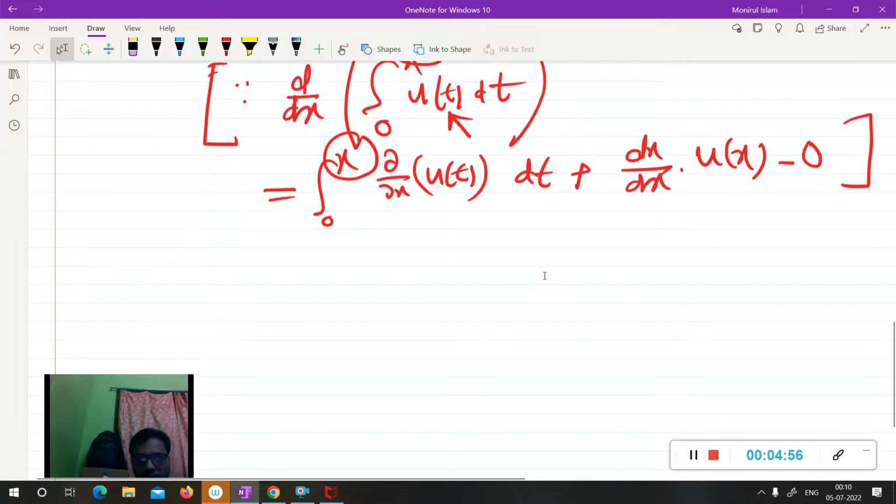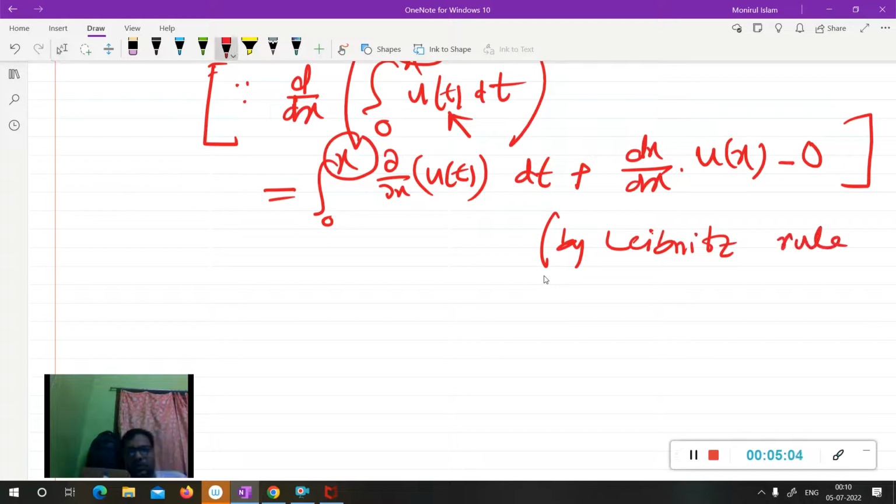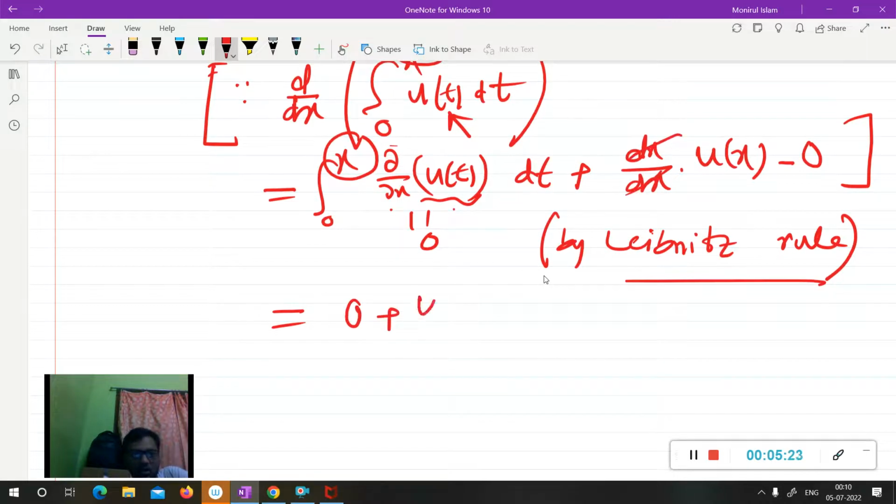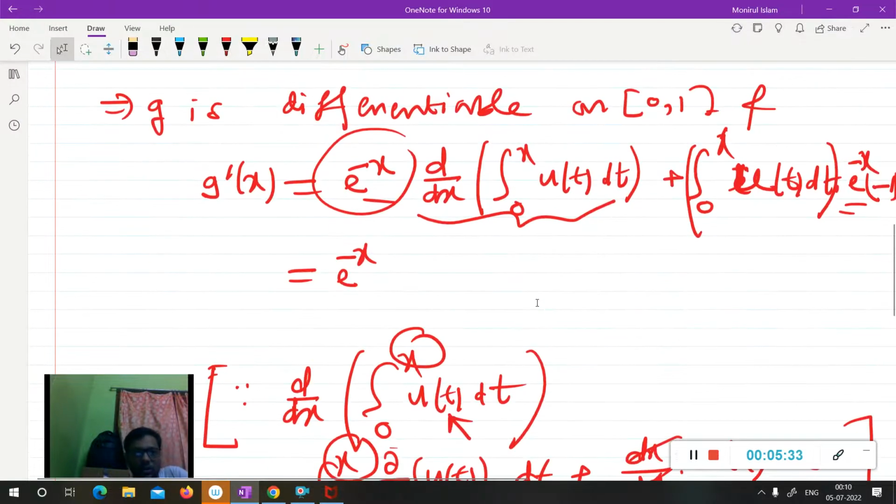This is done by the Leibniz rule, which is differentiation under the integral sign. Since u(t) is a function of t, its partial derivative with respect to x is 0, so that term is 0. The derivative of the upper limit x is 1, so we get u(x), and the lower limit term is minus 0. So the differentiation of the integral from 0 to x of u(t) dt is u(x) itself.